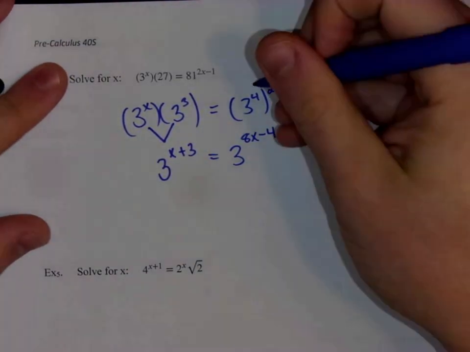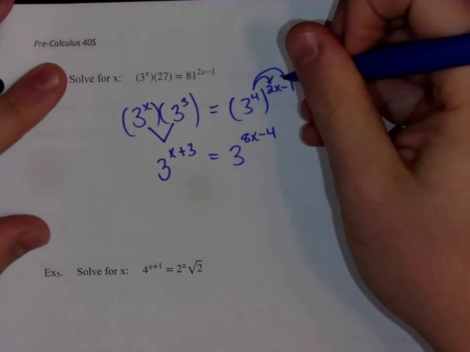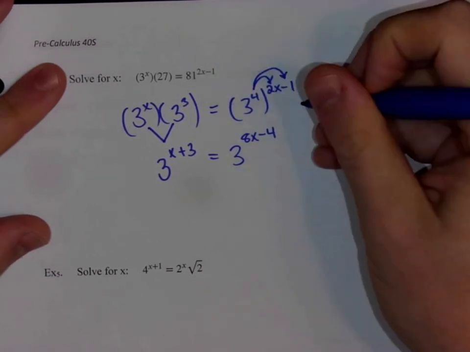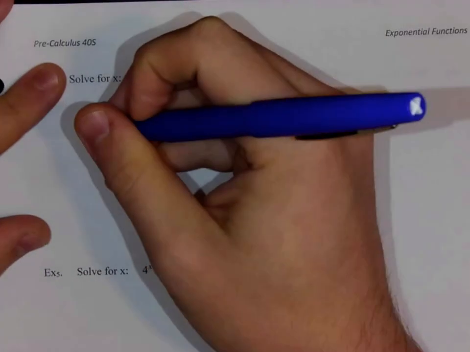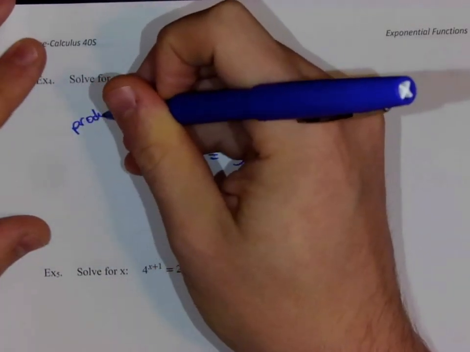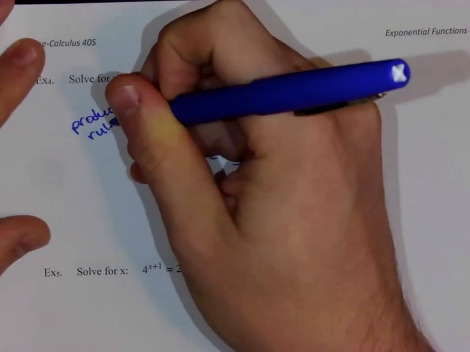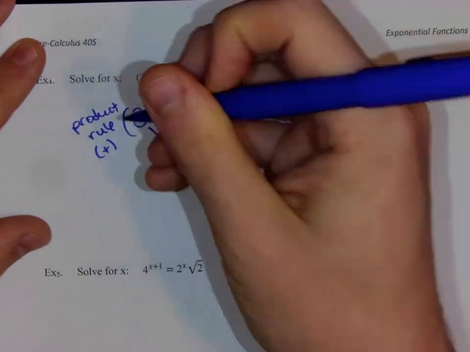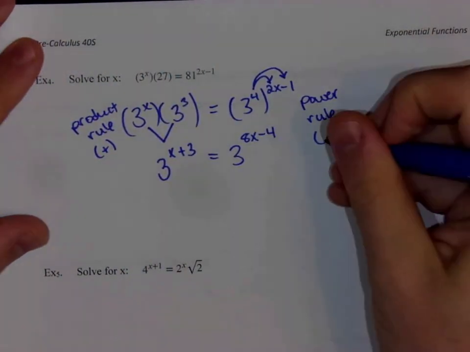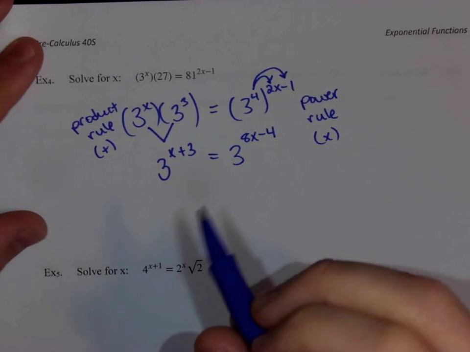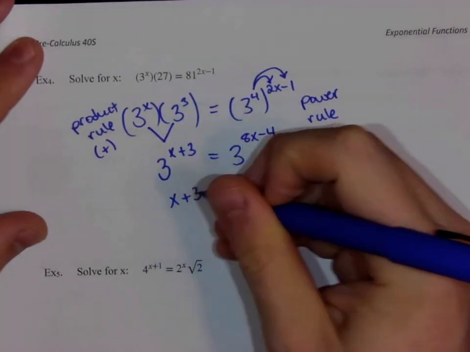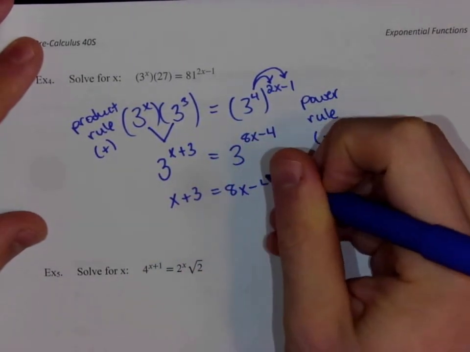So that 4 value multiplies through because it's an exponent to another exponent. So on the right-hand side, we had the power rule. And on the left-hand side, we had the product rule. Okay, remember those rules mean that we add the exponents on the left and we multiply the exponents on the right. 3 and 3 are the same base, so I can make their exponents equal to each other.